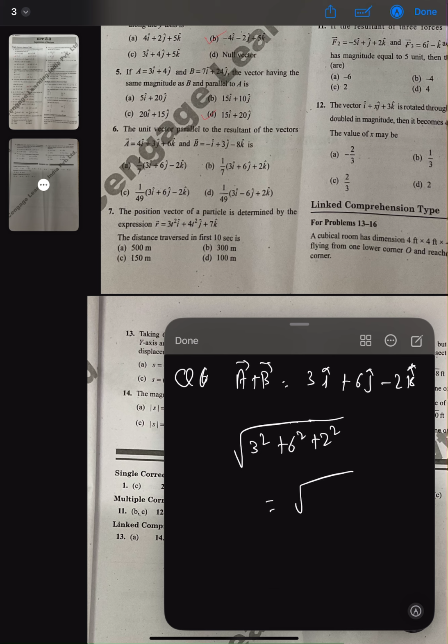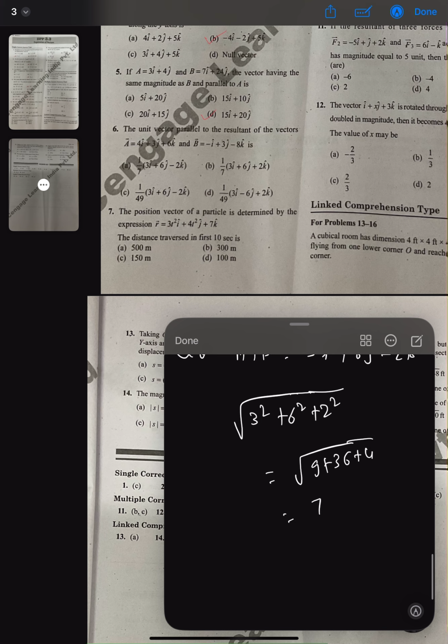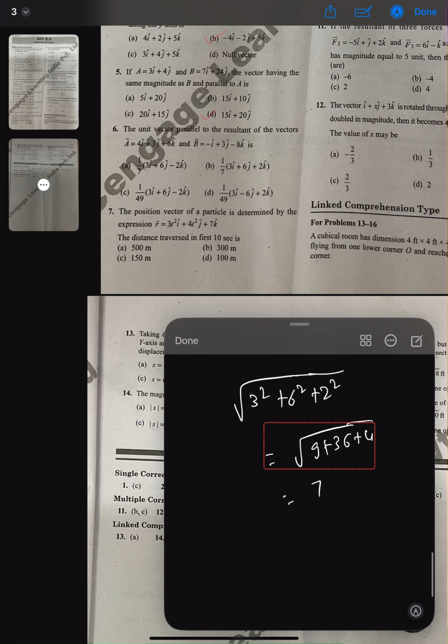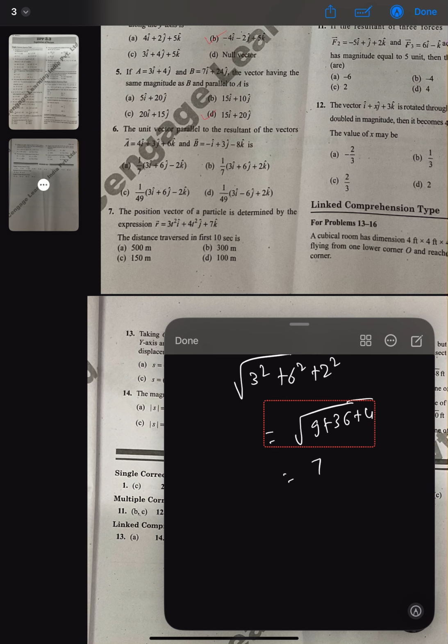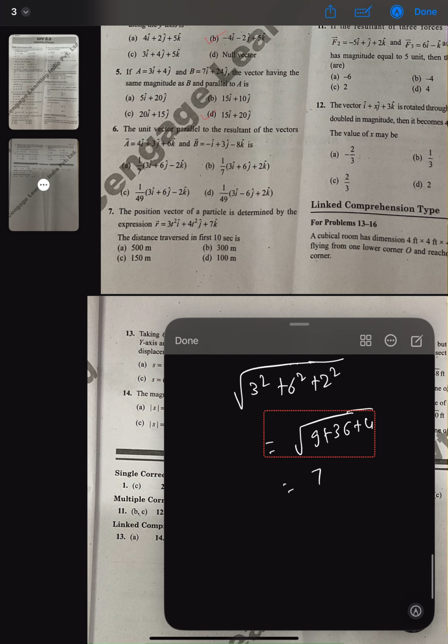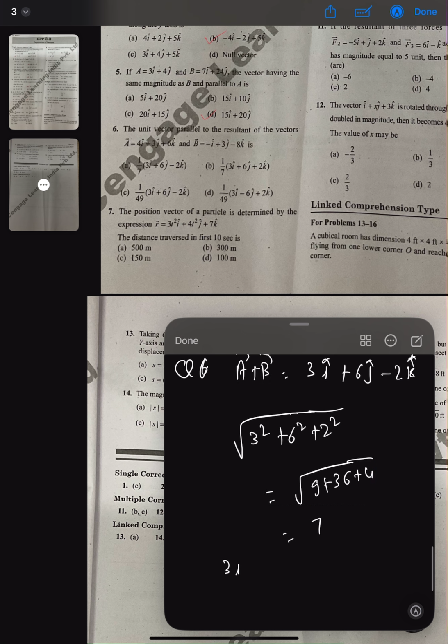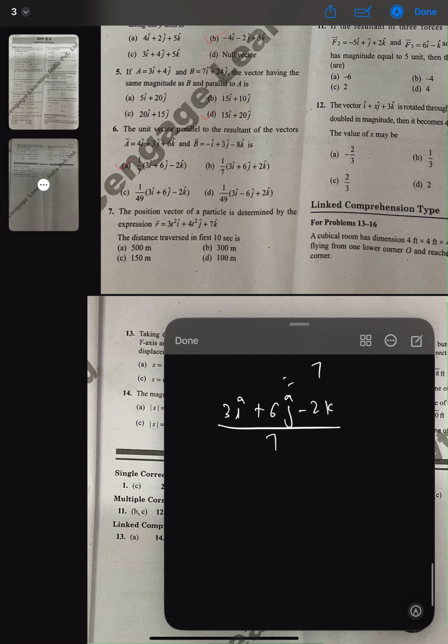First we will find the magnitude. The magnitude will be 9 plus 36 plus 4, under root, that will be 7, and the unit vector will be vector divided by magnitude. So 3i cap plus 6j cap minus 2k cap upon 7. So which answer is matching? A is matching. So the answer of the 6th will be A. Question 7.